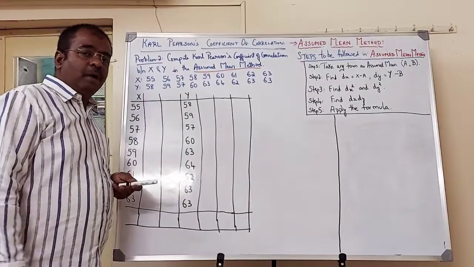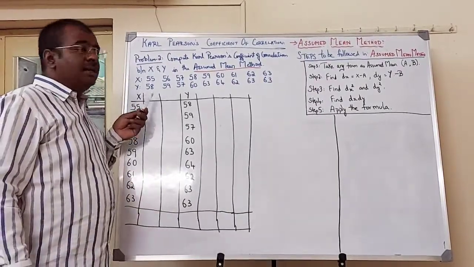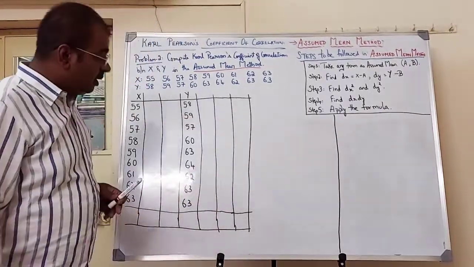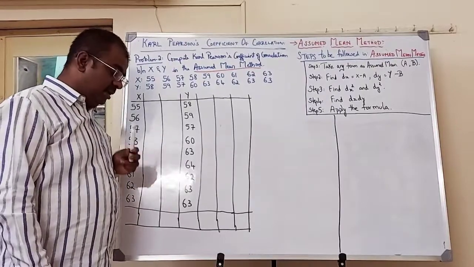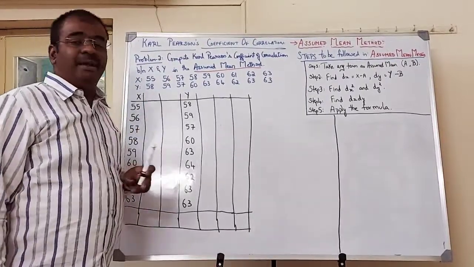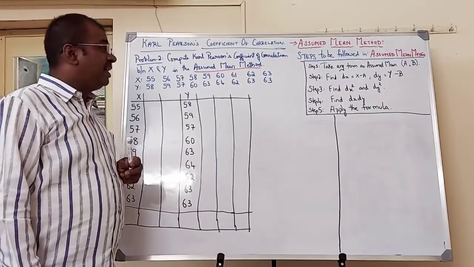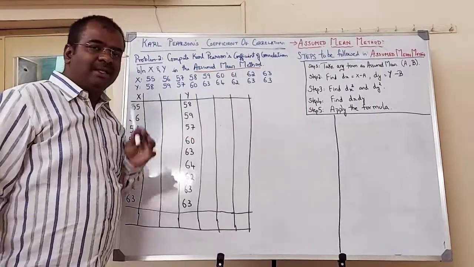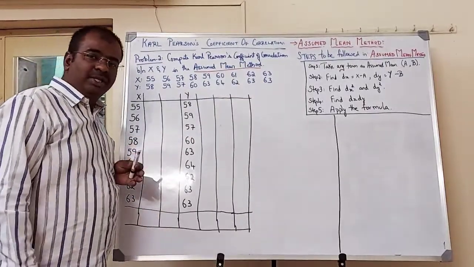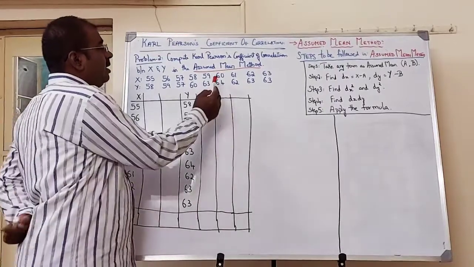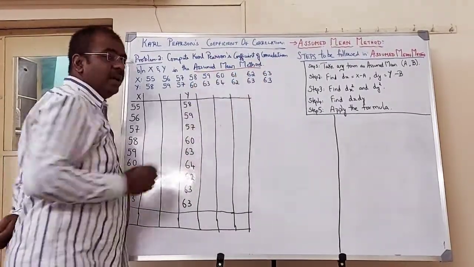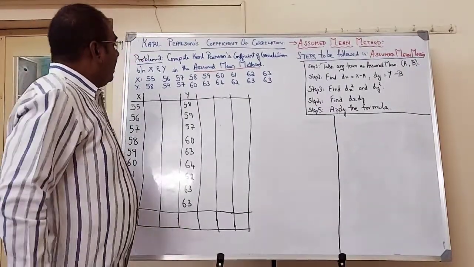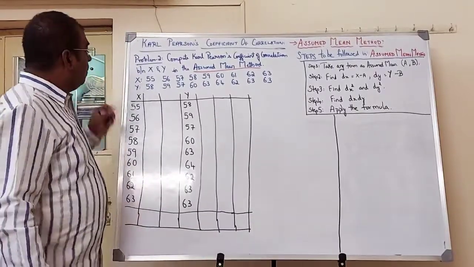If you carefully observe, this is the same problem that I have chosen to be solved under the actual mean method. So as I said in the previous session, whether it is the actual mean method or the assumed mean method, the final answer, that is the correlation, will be one and the same. Only the method is different, the values may change while computing, but the final correlation has to be one and the same.